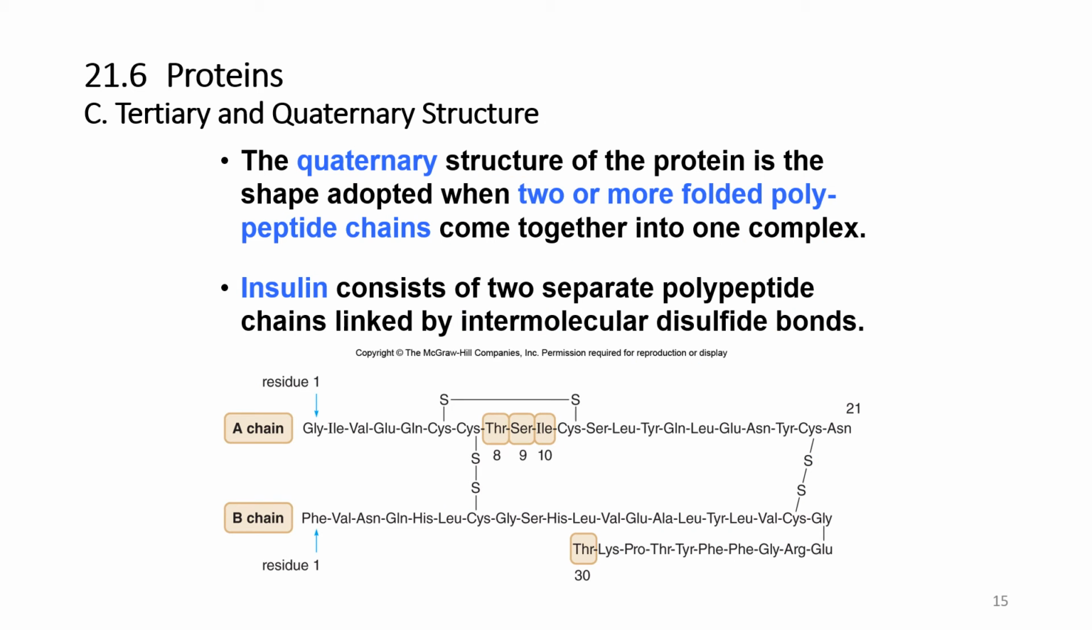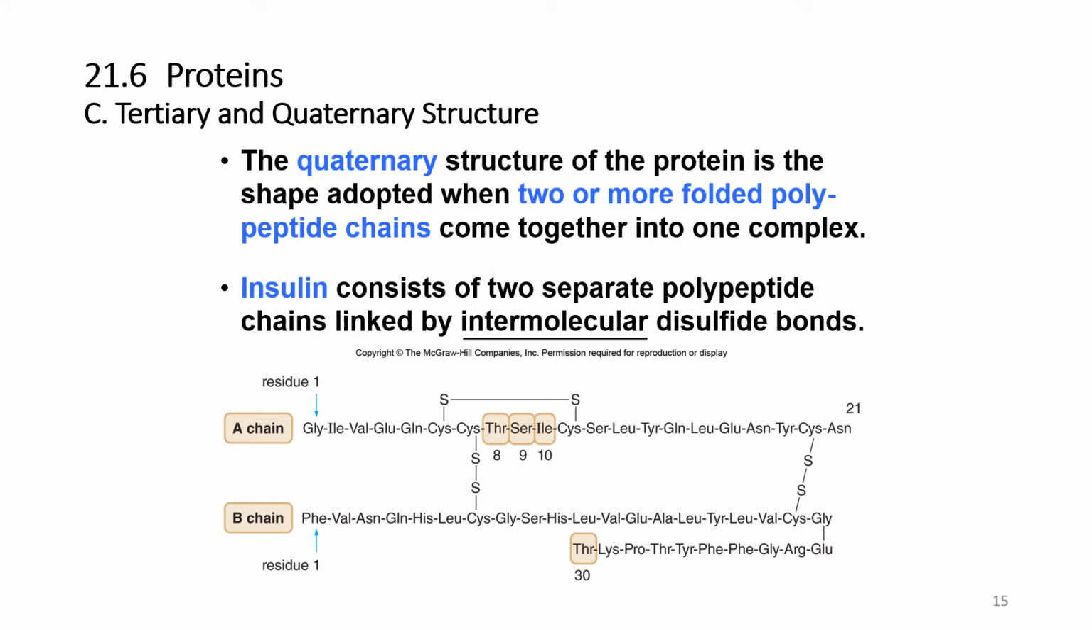Quaternary structure requires 2 or more polypeptide chains. So this is the interaction of, or the shape that is adopted when these different peptide chains fold together and make one complex. Insulin, for example, consists of 2 separate polypeptide chains, and they are linked by intermolecular disulfide bonds.